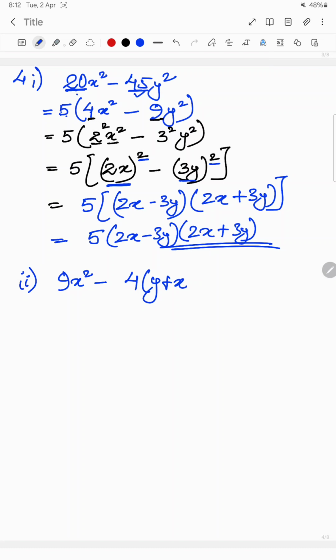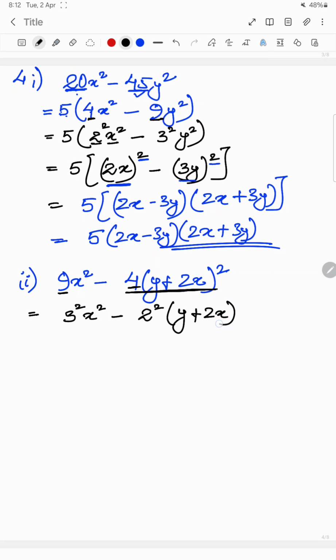Okay, not just x, y plus 2x. Okay, so y plus 2x whole square. So again I am telling you, 2 times y plus 2x, this is the entire number, a single number. Okay, so you know 9 is a square of 3, so I can write 3 square x square minus, similarly this 4 can be written as 2 square and y plus 2x whole square. So you see that I've converted all numbers in the form of squares.